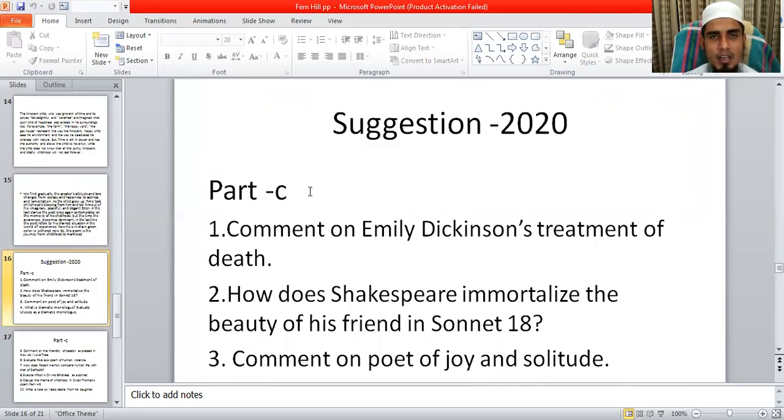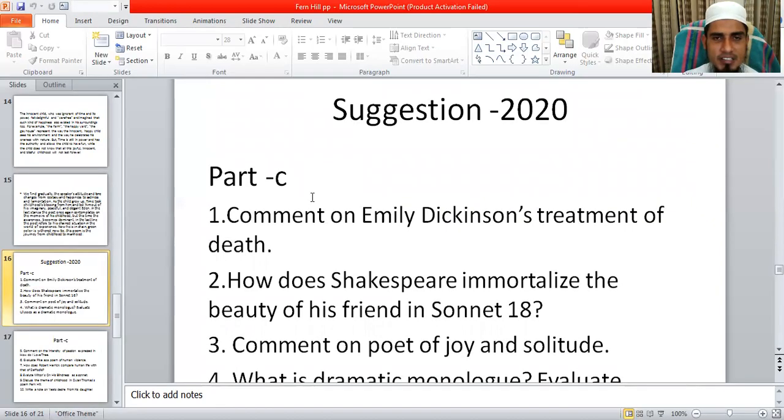In part C, you have to answer at least 5 questions, and every question contains 10 marks. So 5 into 10 equals 50 marks. For the 50 marks of part C, here is a suggestion for you. Very important questions, here is a selection.